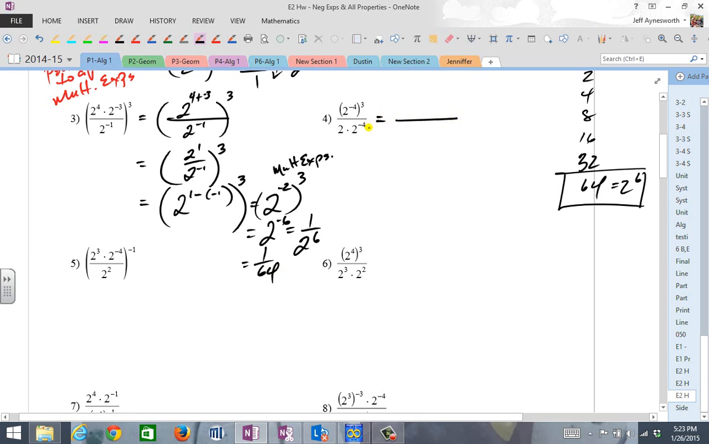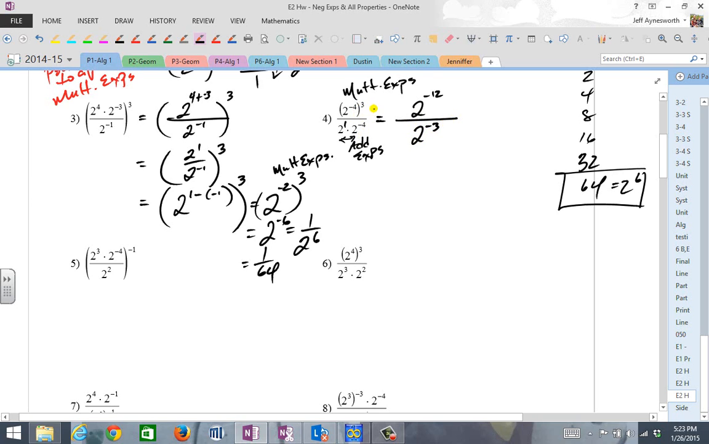So on number 4 here, let's start off with the numerator. Power to a power, you multiply exponents. So you have negative 4 times 3 is negative 12, so you have 2 to the negative 12 power. Here in the denominator, you're multiplying bases, so you add exponents. 1 plus negative 4 is negative 3. So you have 2 to the negative 3 power.